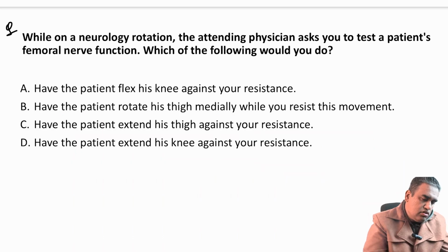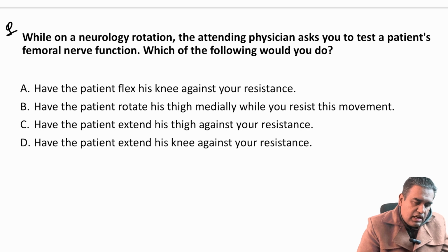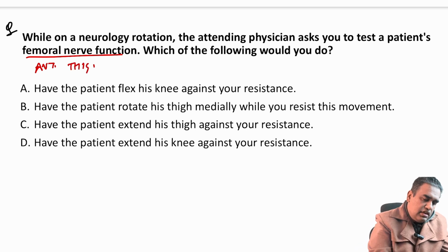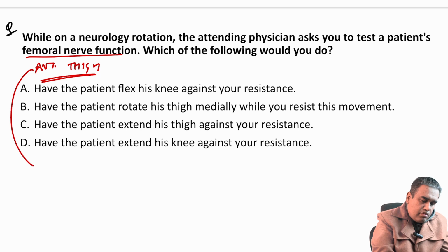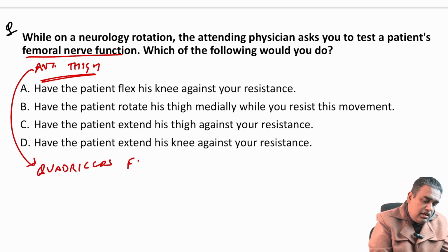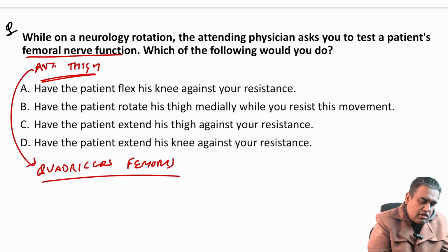While on a neurology rotation, the attending physician asks you to test a patient's femoral nerve function. Which of the following would you do? We have just studied that the femoral nerve supplies the anterior thigh muscles. The muscles mainly involved are the quadriceps femoris. Four muscles come in this.